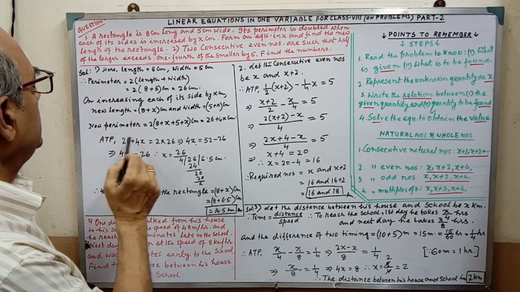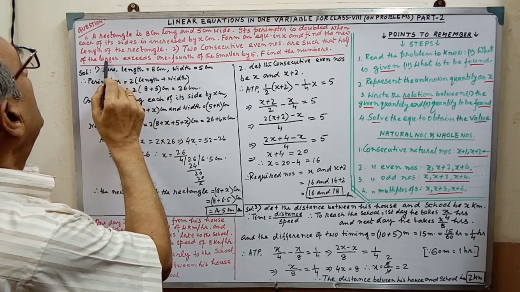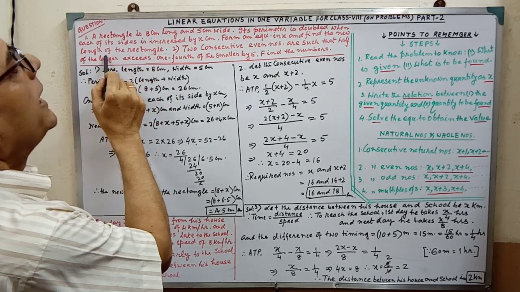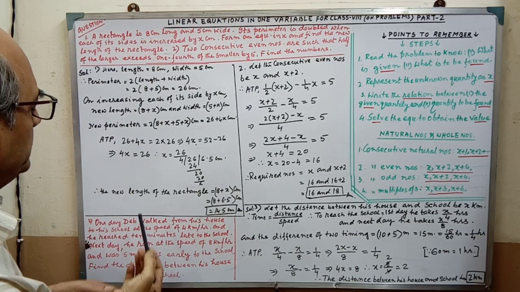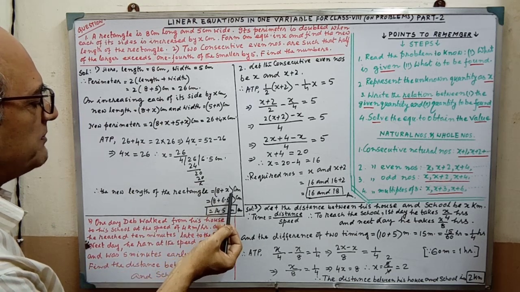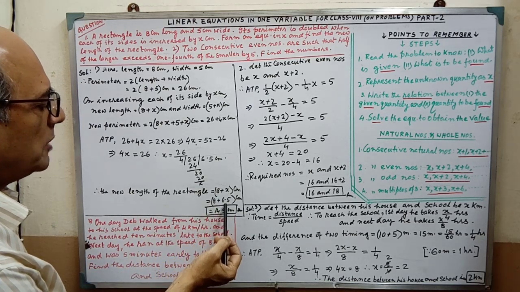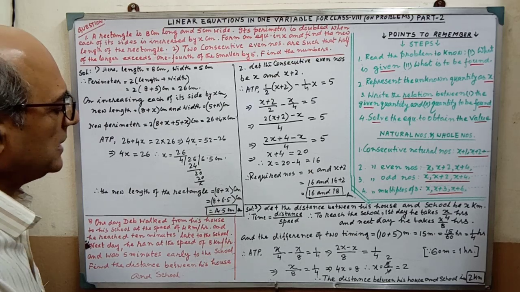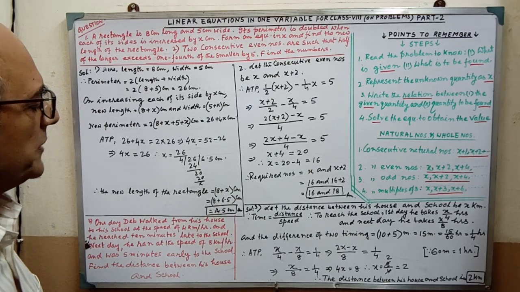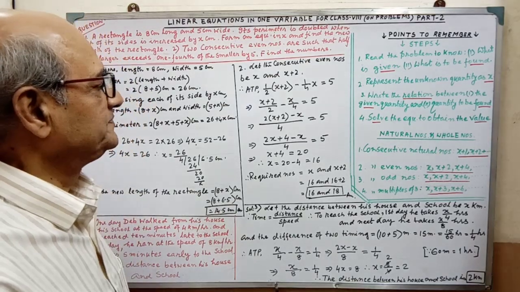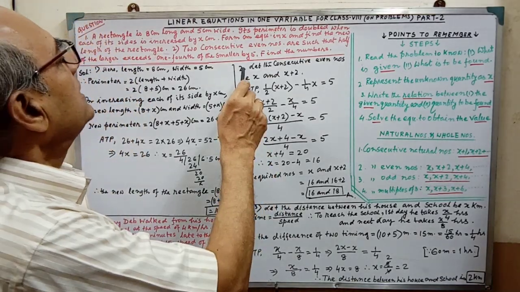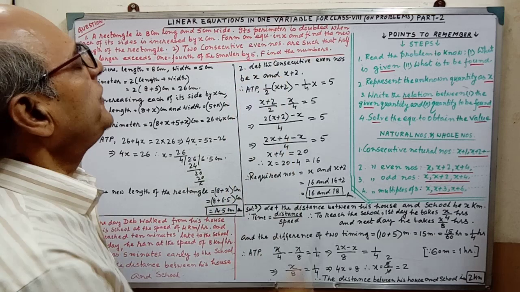And we have to find out the length of the new rectangle. Length of new rectangle is 8 plus x. Then we have to put the value of x. After putting, you have to add. By adding, it is coming 4.5 centimeter. Clear?